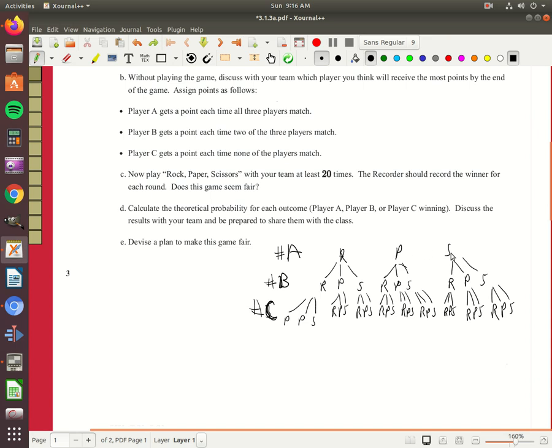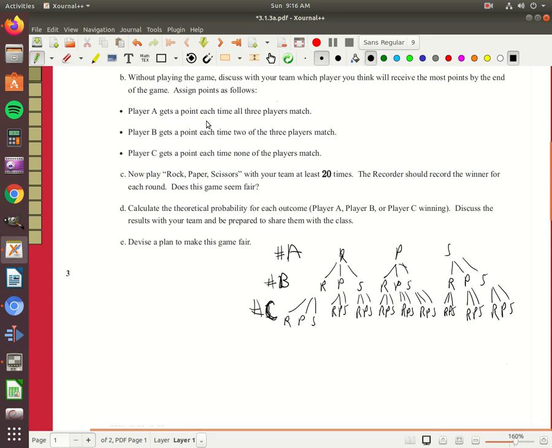So A could throw rock, paper, scissors. B could throw rock, paper, or scissors. But B throwing rock, paper, scissors is happening no matter what A does. And C throwing rock, paper, scissors happens no matter what A and B do, right? So that's why it gets so big so quickly.